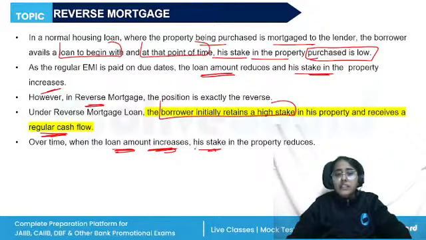There are certain salient features under the reverse mortgage loan scheme, which was introduced in 2007. Many banks have issued guidelines under the reverse mortgage, which was developed by the National Housing Bank to help senior citizens so that they can avail periodical payments and so on. All right. So there are features that are beneficial.